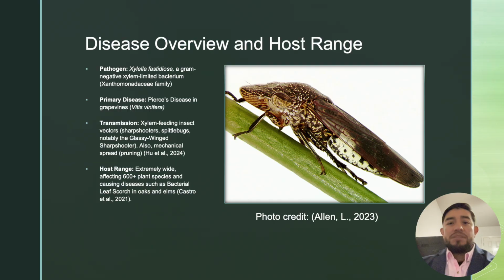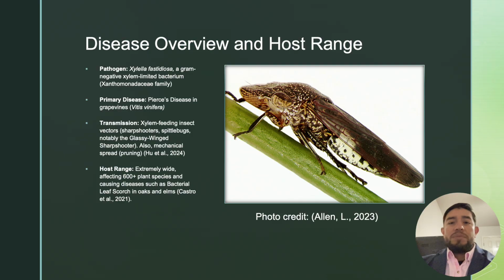Crucially, because this bacterium lives in the xylem, it relies on xylem-feeding insects to move from plant to plant. The most significant of these vectors are sharpshooters and spittlebugs, particularly the glassy wing sharpshooter. These insects feed on the plant's fluids and act as efficient carriers, rapidly spreading the infection across vineyards.